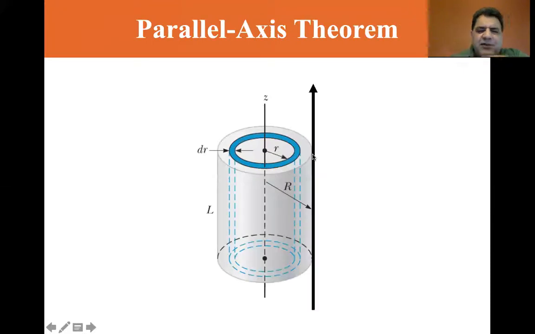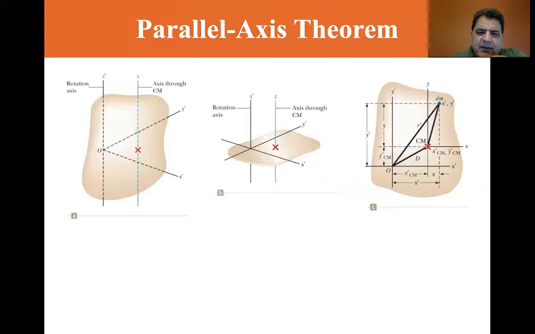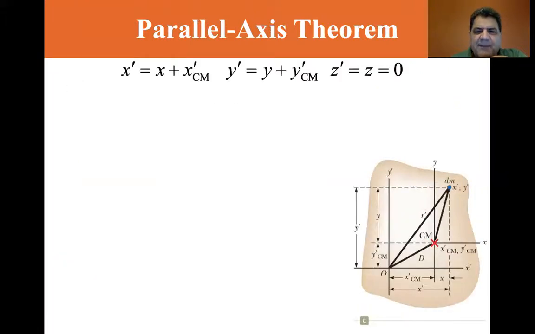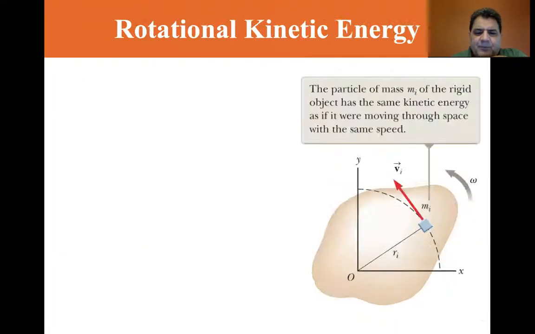Okay, parallel axis theorem. I'm going to skip that. I don't particularly care for the treatment of it in this book. You're welcome to go through it, but I'm not going to go through it. That leads us to 10.7, rotational kinetic energy.